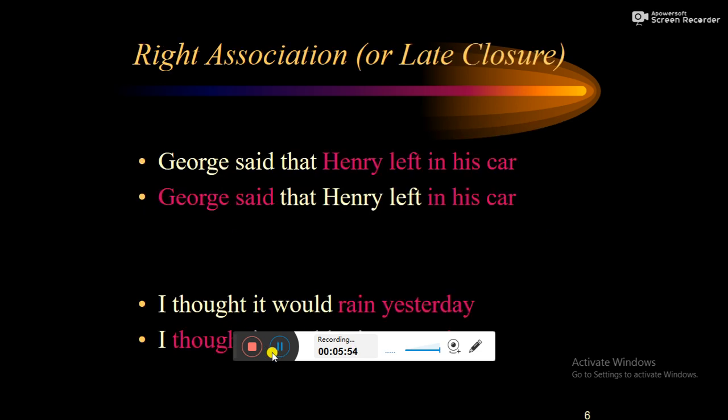The next principle is right association, which is also termed late closure. This principle states that all other things being equal, new constituents tend to be interpreted as being part of the current constituent under construction rather than part of some constituent higher in the parse tree.